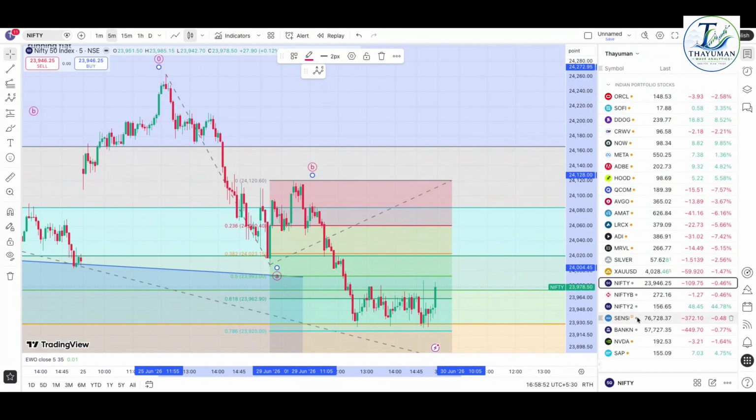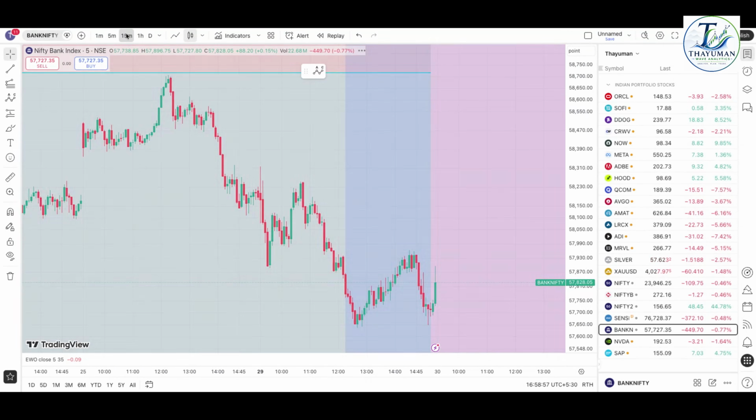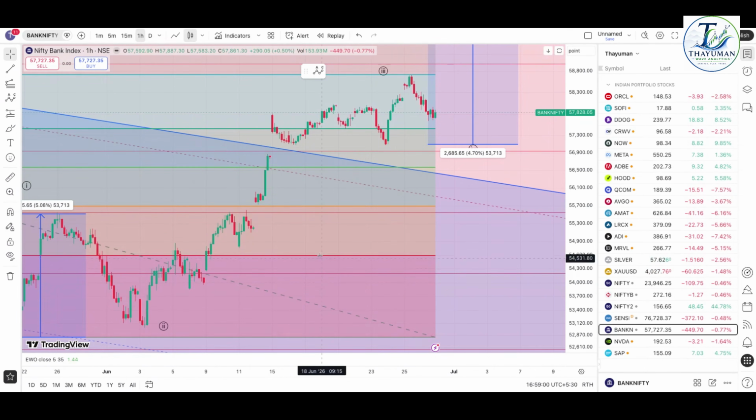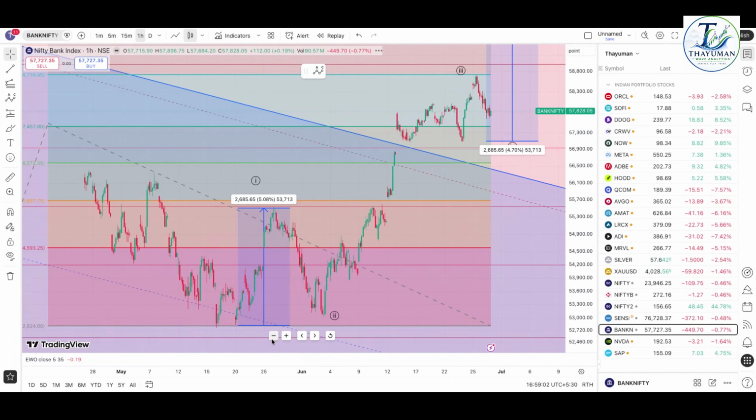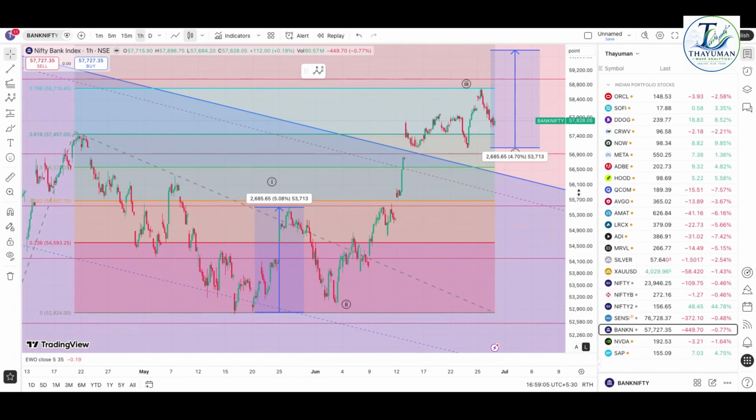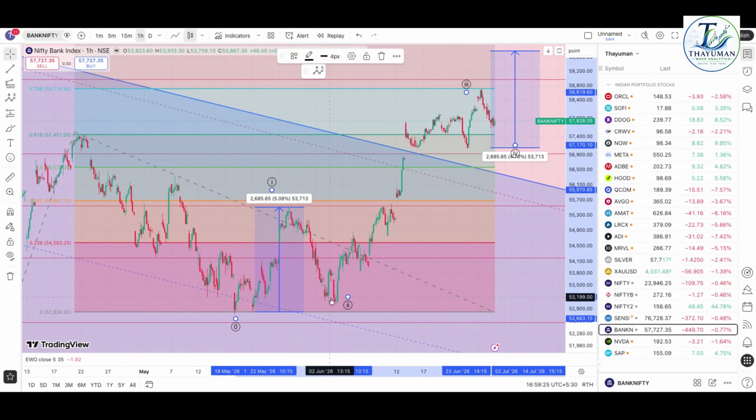We can also check the bank index, Nifty Bank. Nifty Bank is a little bit of a different story. Nifty 50 is a laggard, in the sense it's a little late to the race. What I mean here is, for Nifty 50 we are still assuming we are in wave 2, wave 1 and wave 2, which I can go back and show you once again.